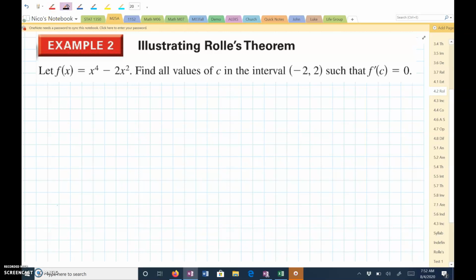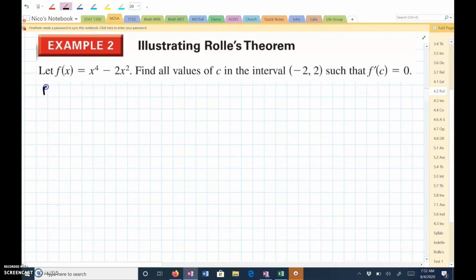Example 2. Let f of x equal x to the fourth power minus 2x squared. Find all values of c in the interval from -2 to 2 such that f prime of c equals 0. So first of all, we know we have conditions for Rolle's theorem.